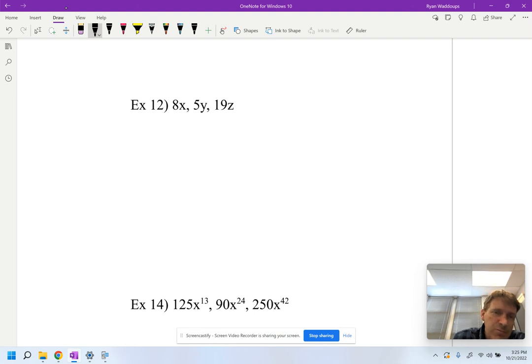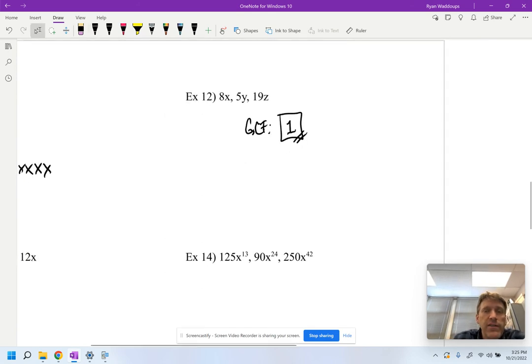I see 5 is prime, and so I know that its only factors are 1 and 5. 5 won't go into 8, nor will it go into 19, and so their greatest common factor for the coefficients, the number part, is 1. And then x, this one has an x, this one has a y, this one has a z, so they don't share anything there. So their GCF is 1. They don't share anything else in common. They always have 1 in common.